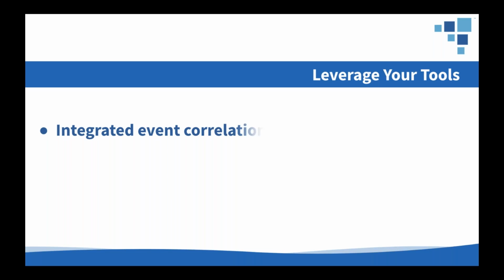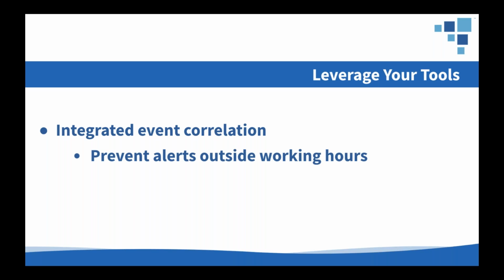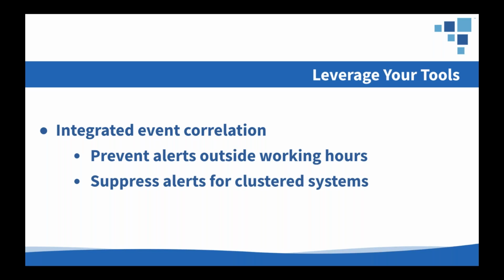Another key technology that we want to be able to leverage is integrated event correlation. So this is really the foundation that allows for complex incident logic. For example, I can use event correlation rules to do things like preventing alerts from going out outside of working hours for a particular site or a device or a location. I can also use it to suppress alerts that are coming from a single system that's part of a cluster unless the cluster functionality itself is impacted.